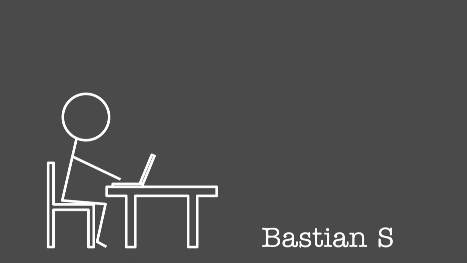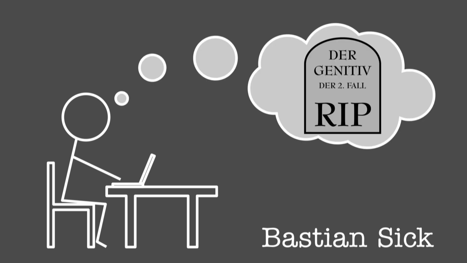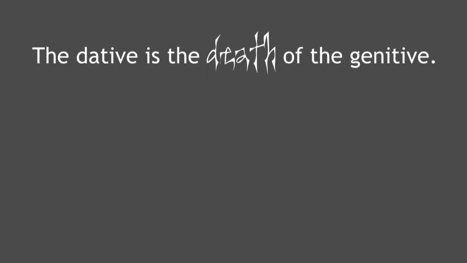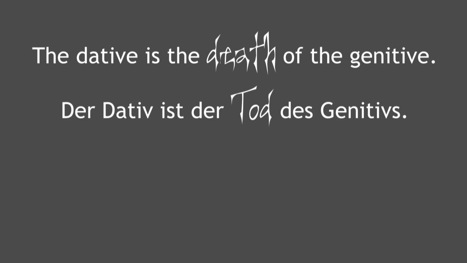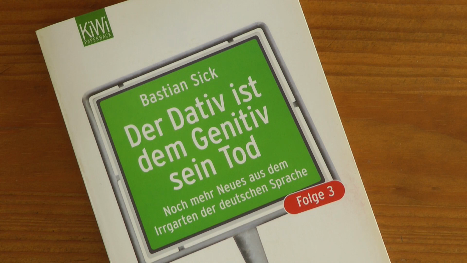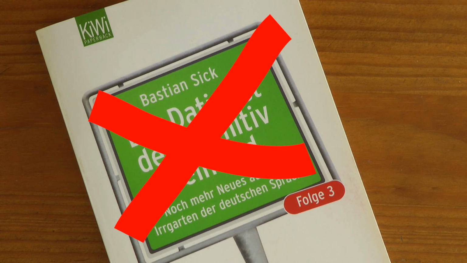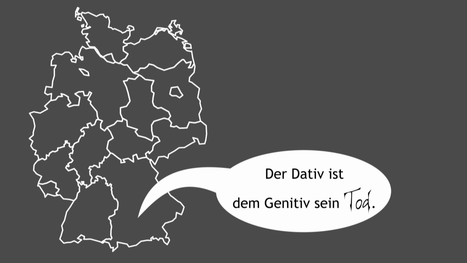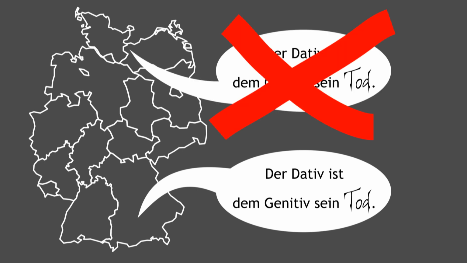When journalist Bastian Sieg wrote his book about German grammar, he chose a title that lamented the passing of the genitive case. The dative is the death of the genitive. Now, in good proper German, that would be der Dativ ist der Tod des Genitivs. But he wanted to make a point that the dative is now replacing the genitive, so he called it der Dativ ist dem Genitiv sein Tod. Except that he was wrong. Or partly wrong. That's a construction that is only used in some dialects in southern Germany. Everywhere else in Germany, nobody says that.